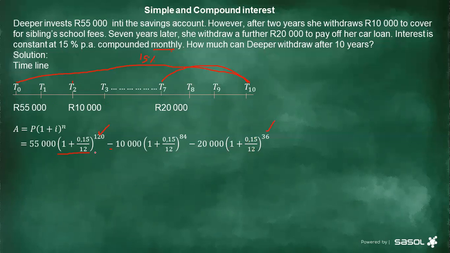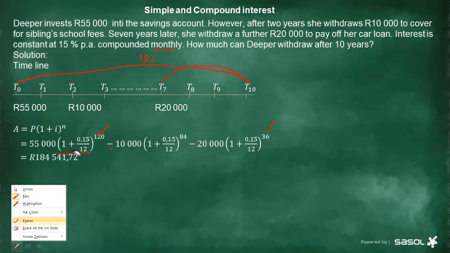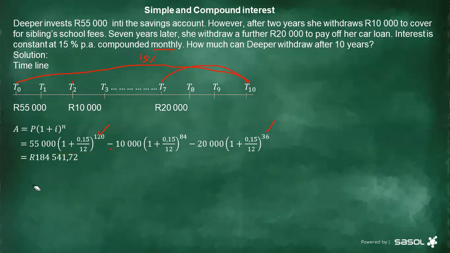Then after this, you just put everything on your calculator, and then you press equal sign, then it's going to give us 184,541 rand 72 cents. So that is the amount of money she will get after 10 years.